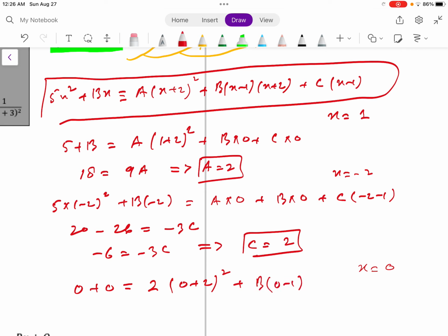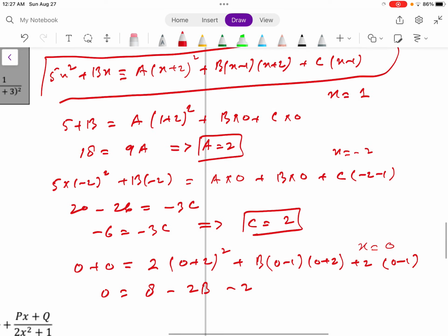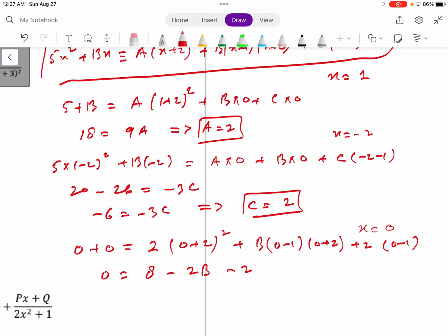So that's 0 minus 1 and 0 plus 2. And we plug in the C value, which is 2, and we plug in x equals 0. So this gives us 0 equals 4 times 2, 8, and then it's minus 2B, and then it is minus 2. So this gives us 2B equals 6 and B equals 3.